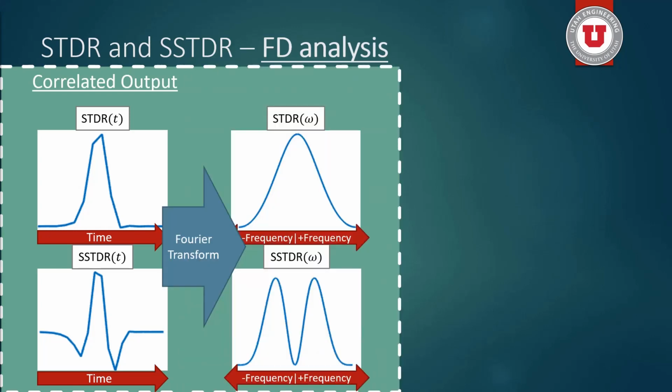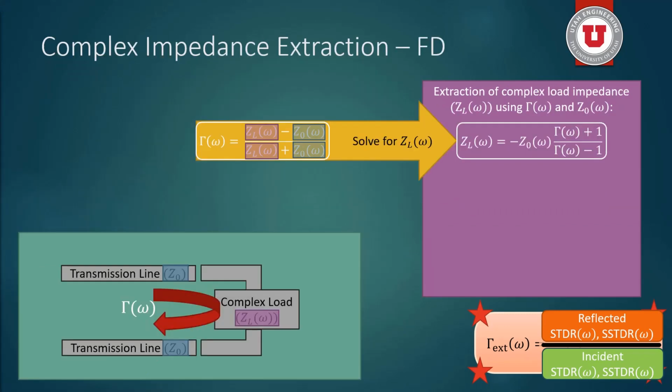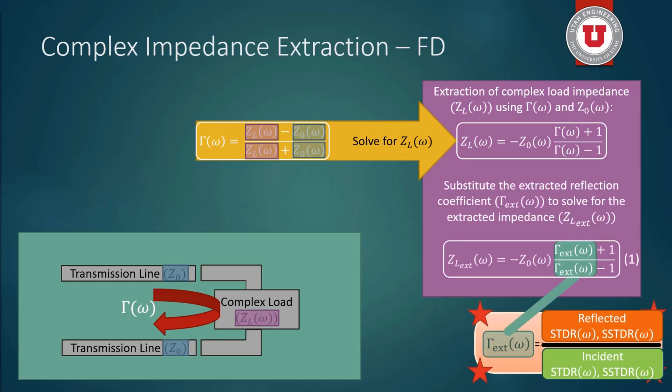By use of the Fourier transform, we can convert the time domain response into the frequency domain and analyze the frequency dependence of the impedance discontinuity through the extracted reflection coefficient. We can further analyze reflections in the transmission line system by using the reflection coefficient equation and solving for load impedance, ZL. We then substitute the extracted reflection coefficient into the load impedance equation along with the known transmission line impedance, Z0, to extract the load impedance that caused the reflection of the incident signal. This is shown in equation 1.